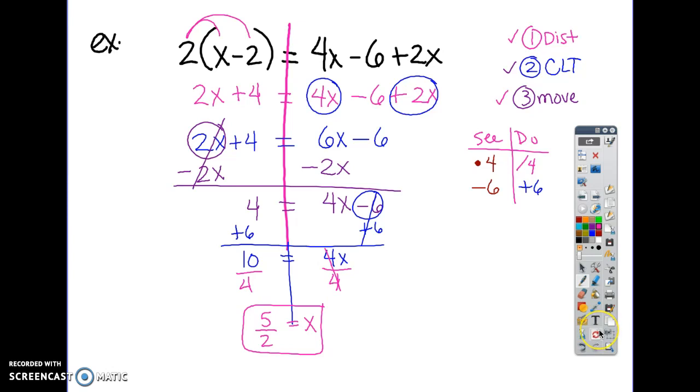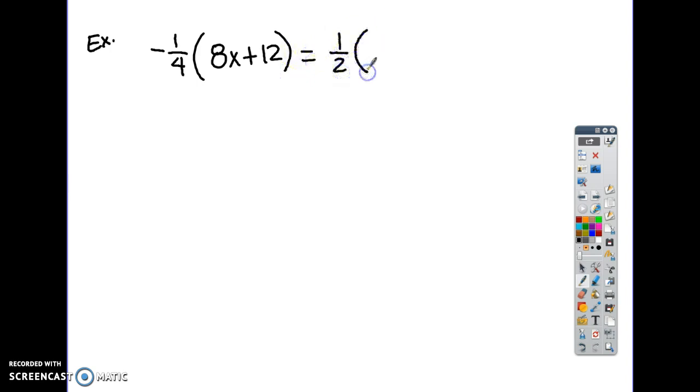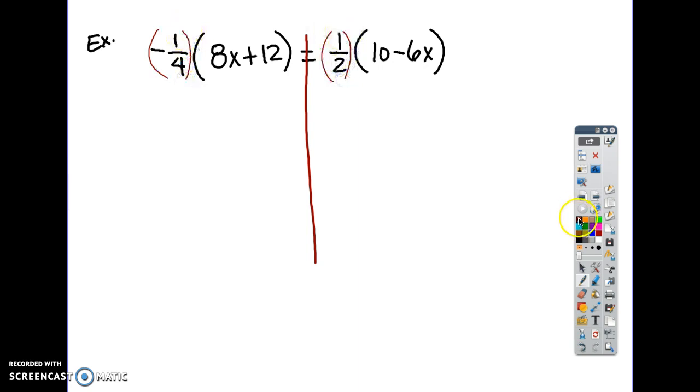Okay, I'm going to do another example on this video, and then I'm going to do 3 examples on the next video. So, the next example, I'm going to throw in fractions. So, negative 1/4, parentheses, 8x plus 12, close parentheses, equals 1/2, parentheses, 10 minus 6x, close parentheses. Draw the line. Don't forget that fractions should be in parentheses when you put them in the calculator. And then start working your steps.